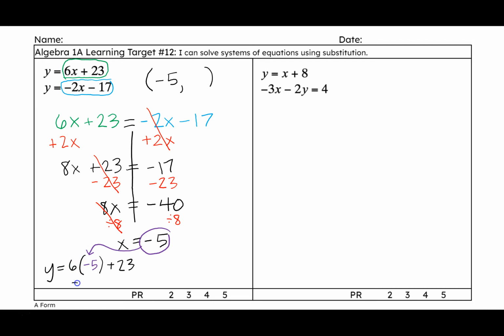6 times -5 is -30. Then there's plus 23. And -30 plus 23, that's -7. All right, so now I know what y is. It has to be -7.